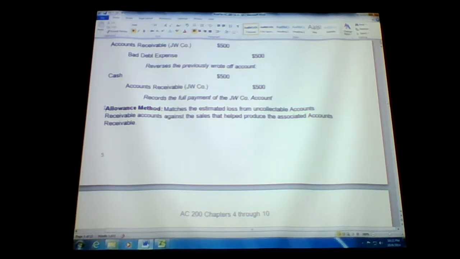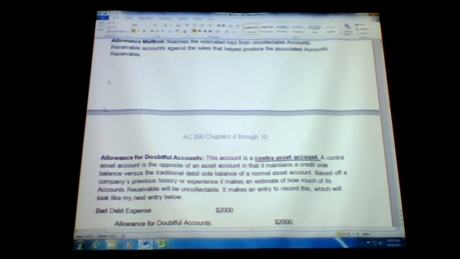Allowance method. The allowance method matches the estimated loss from uncollectible accounts receivable against the sales that help produce the associated accounts receivable. What that means is that the sale that created that original accounts receivable is going to be the one that's associated with the accounts receivable.